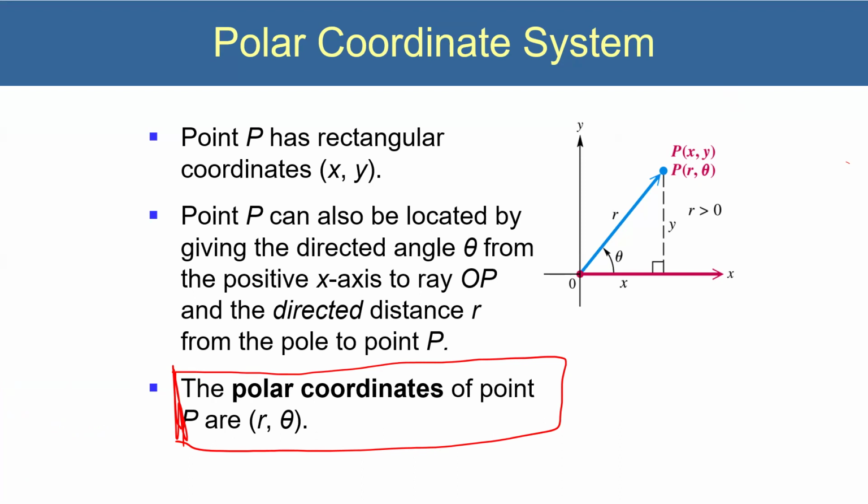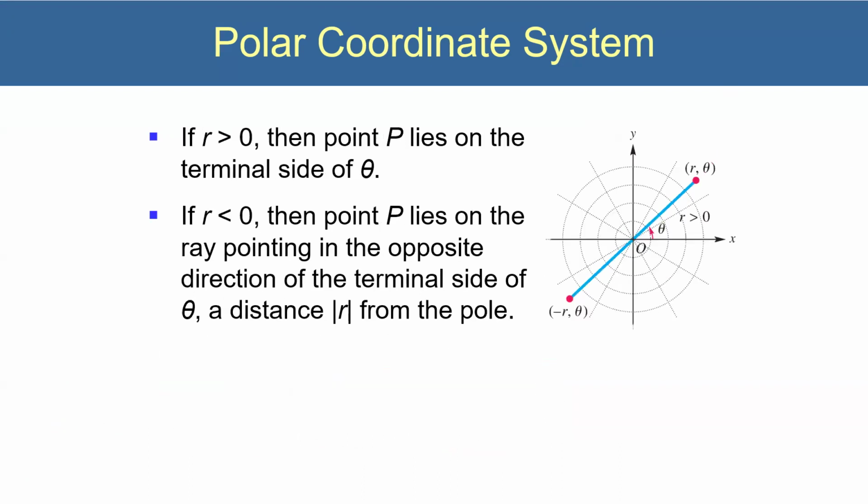Okay, so up until this point, we've had an X and a Y. Now we're switching to an R and a theta. Got it? Okay. So if R is greater than 0, meaning that R is positive, then point P lies on the terminal side of theta, meaning that it's going to be where theta is positive.